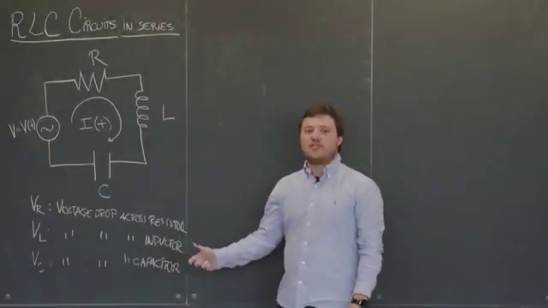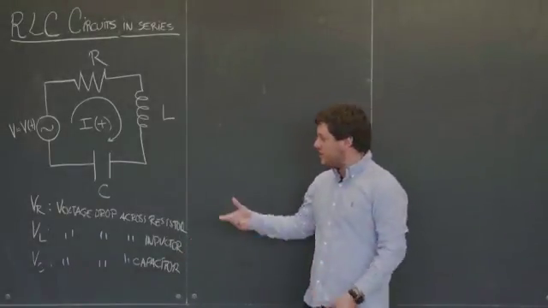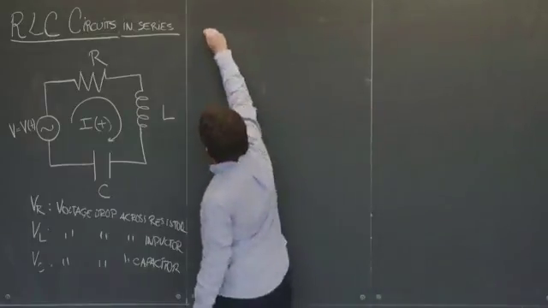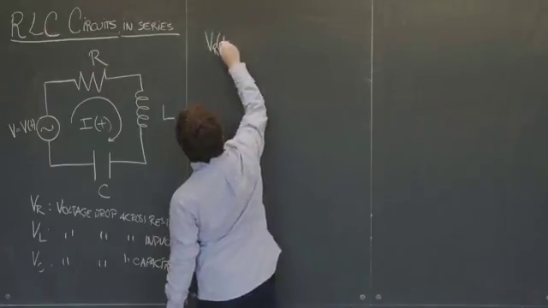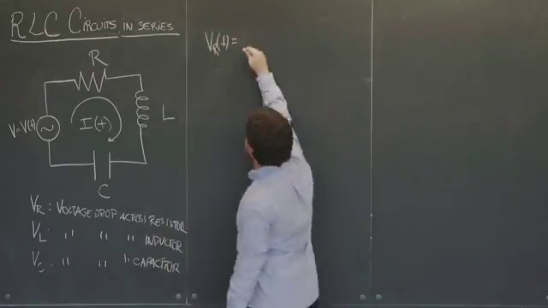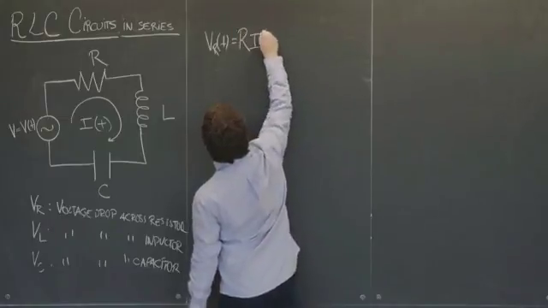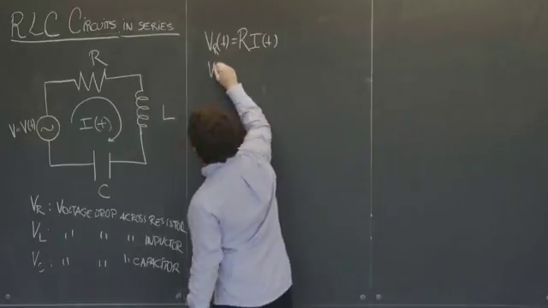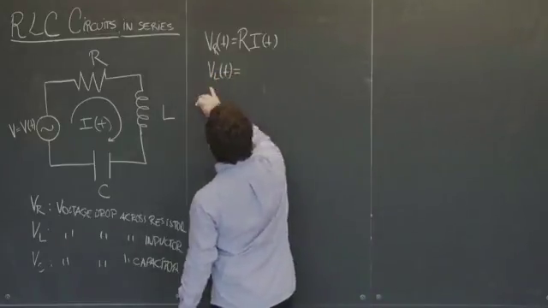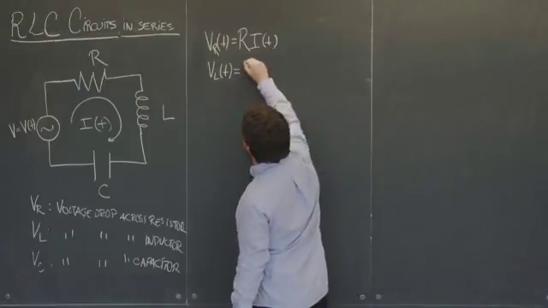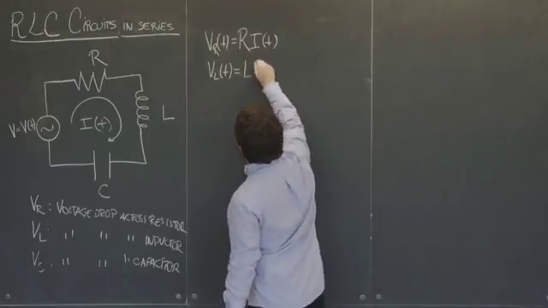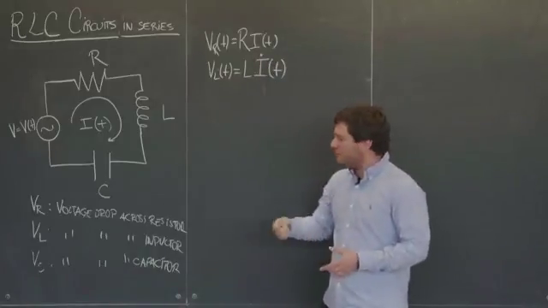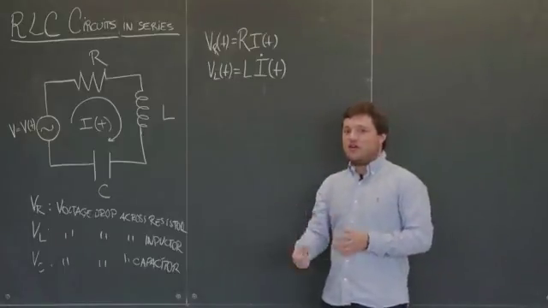So each of these components has an associated law that relates the voltage drop to current. So the associated law for the voltage drop across the resistor, which is a function of time, is given by R, the resistance, times the current, which is also a function of time. For the voltage drop across the inductor, we have that VL is equal to the inductance times the time derivative of the current. And finally, for the voltage drop across the capacitor, the law is slightly different.